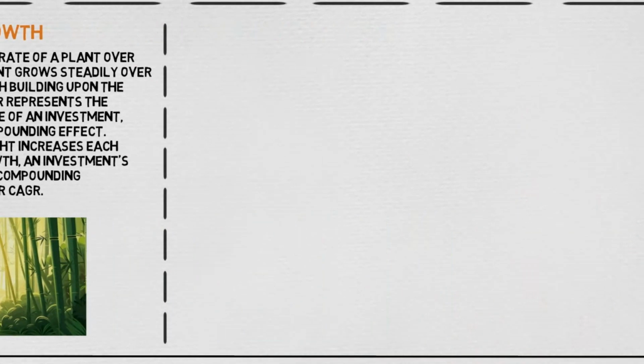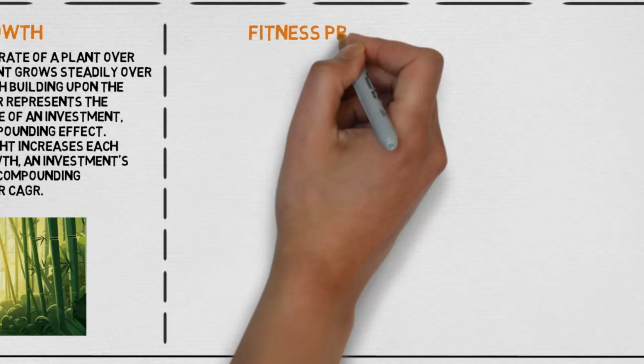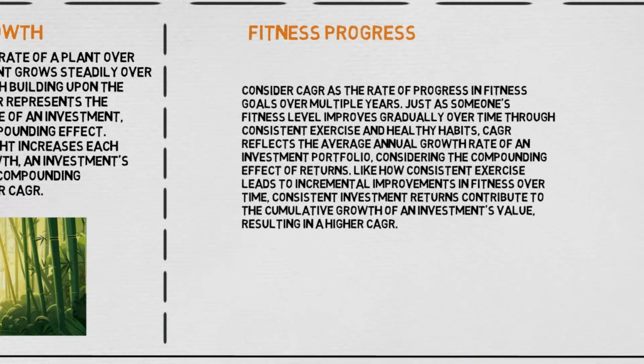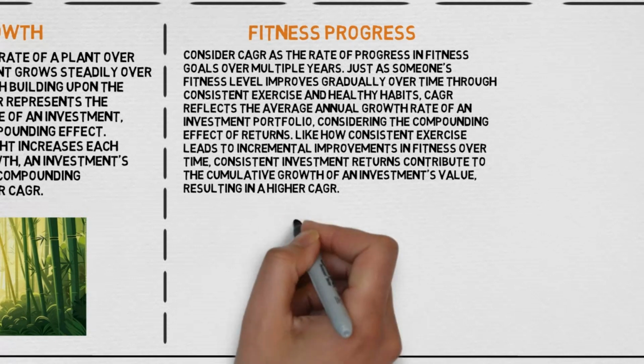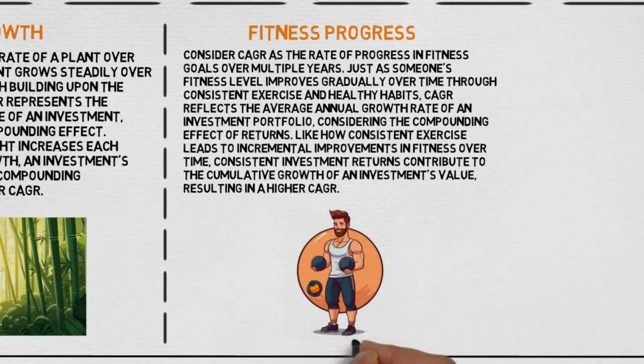Fitness progress. Consider CAGR as the rate of progress in fitness goals over multiple years. Just as someone's fitness level improves gradually over time through consistent exercise and healthy habits, CAGR reflects the average annual growth rate of an investment portfolio, considering the compounding effect of returns. Like how consistent exercise leads to incremental improvements in fitness over time, consistent investment returns contribute to the cumulative growth of an investment's value, resulting in a higher CAGR.